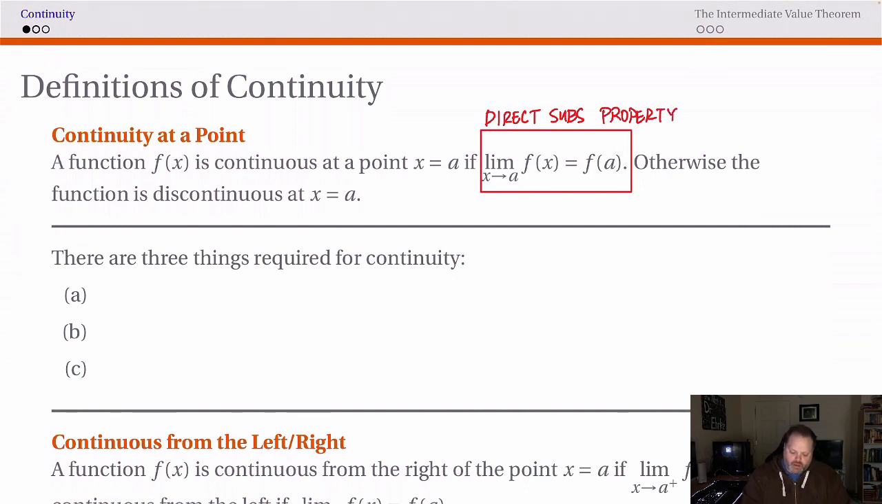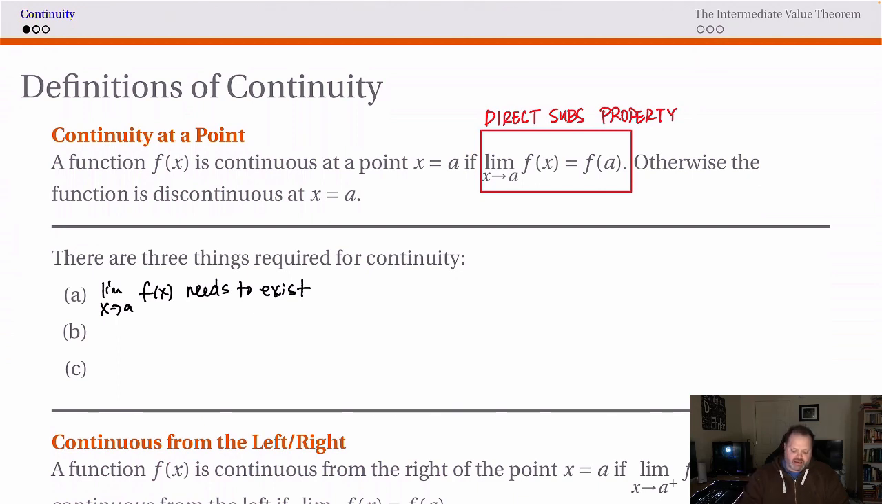Now, there are three parts to this definition. There are three things required in order for a function to be continuous at a point. You may not see in that definition that there are three things, but in fact there are. So let's talk about the three things that are needed. First off, you need the limit as x goes to a of f of x to exist. So you need to be able to calculate the limit at the point. That's the first thing.